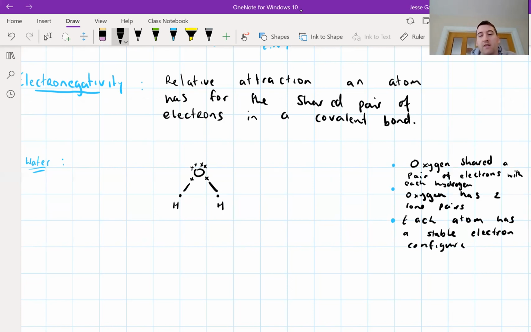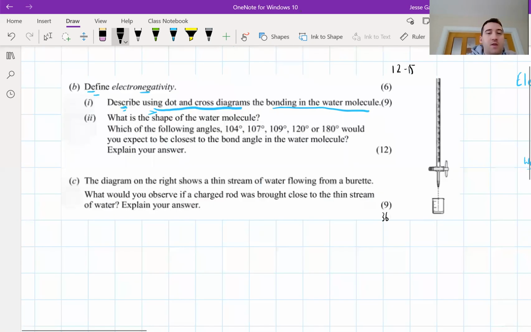That's why they do it, to get a stable electron configuration. So oxygen has 8 in its outer shell now because it's got a share of 8, and each hydrogen has 2 in their outer shell. They've each got a share of 2. That's why it happens. Right, next question.